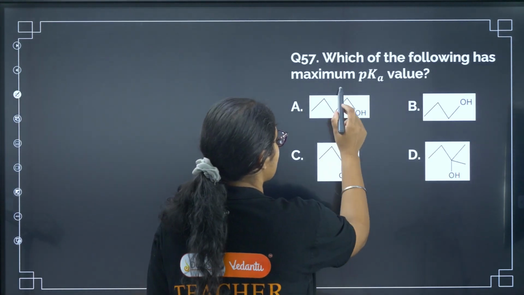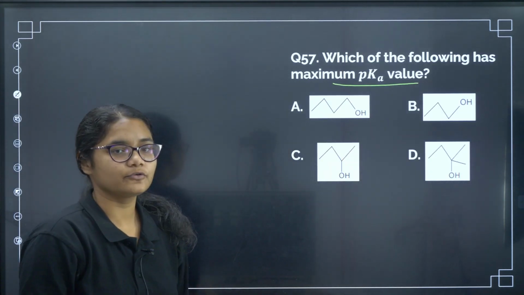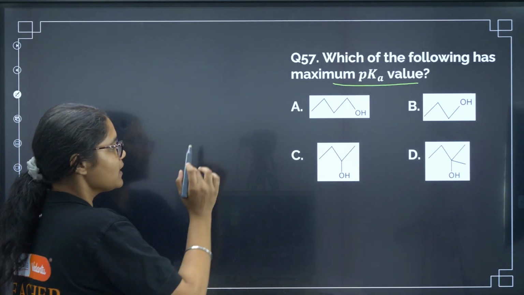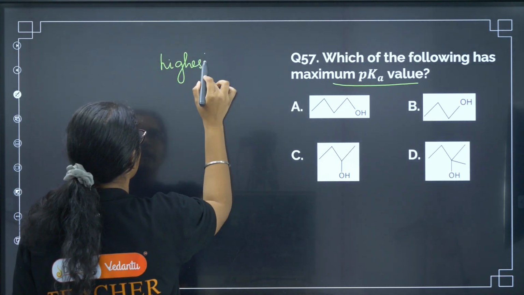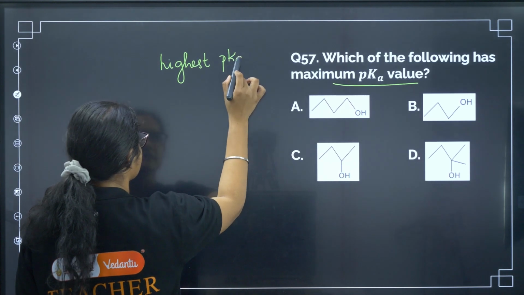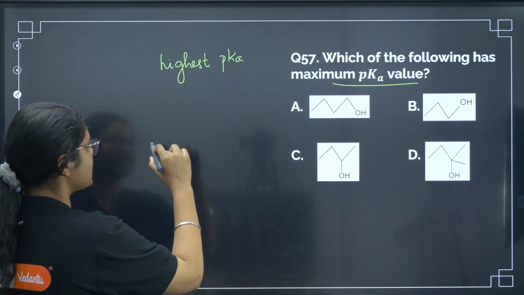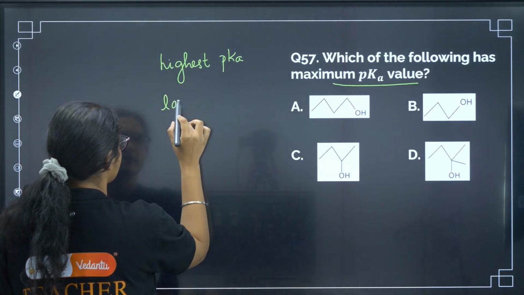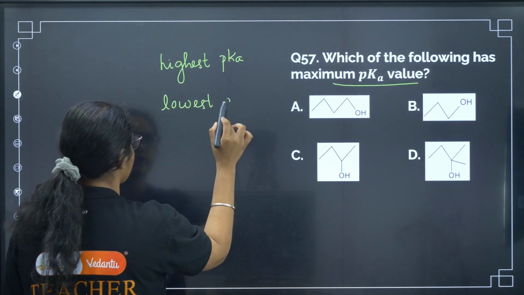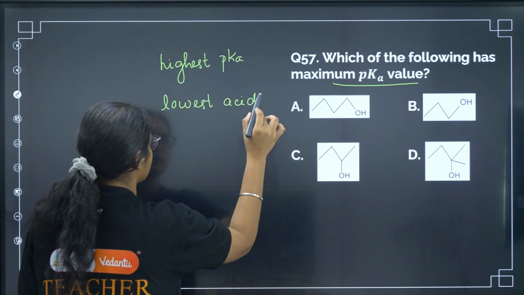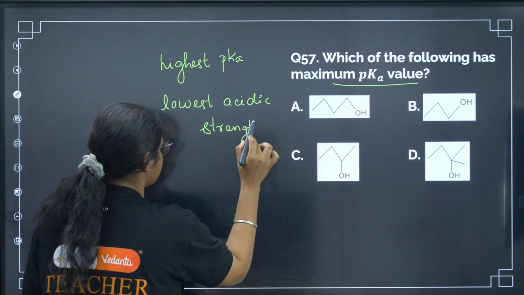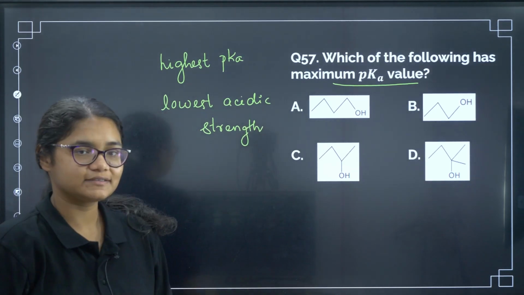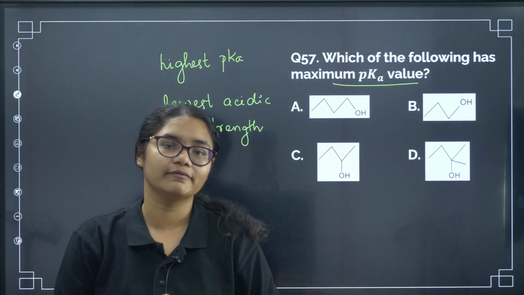Now, which of the following has the maximum pKa value? So see, this is a very tricky question. Maximum pKa means highest pKa. We know pKa and acidic strength are inversely proportional. So if it is highest pKa, then the acidic strength should be lowest. That means how to find the lowest acidic strength? The conjugate base should be very unstable.